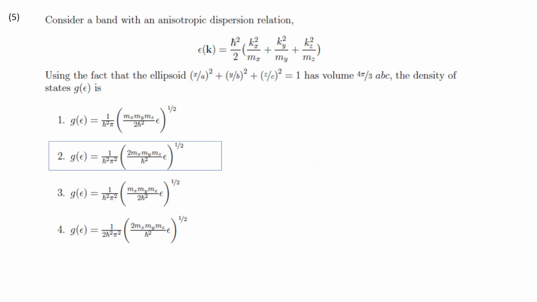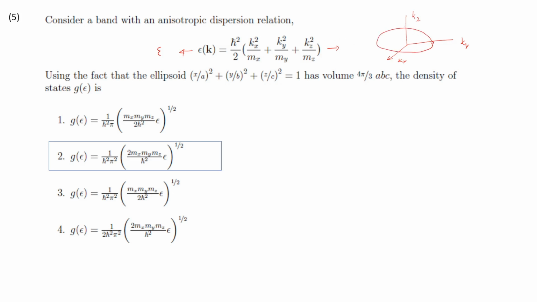Consider a band with anisotropic dispersion relation. So we have been given an anisotropic one. Why anisotropic? Because if we see in the k space, kx, ky, and kz, for a given energy, imagine a surface with constant energy. If you draw that in this kx, ky, kz space, it will be something like an ellipsoid.